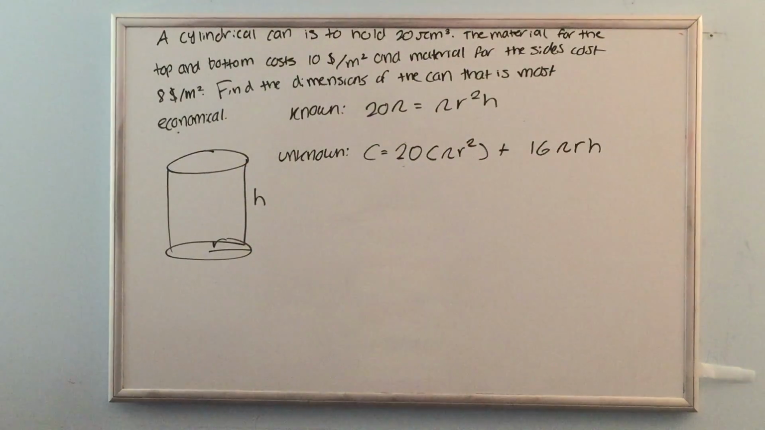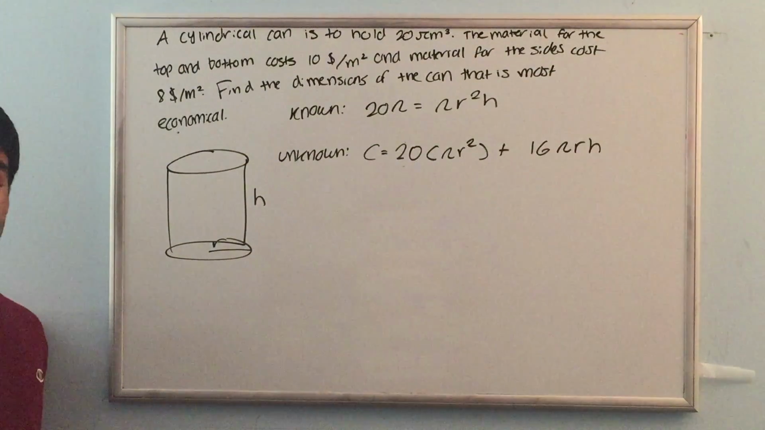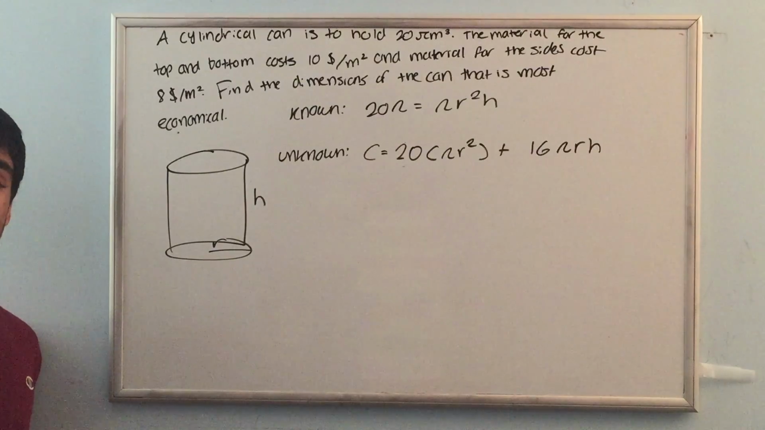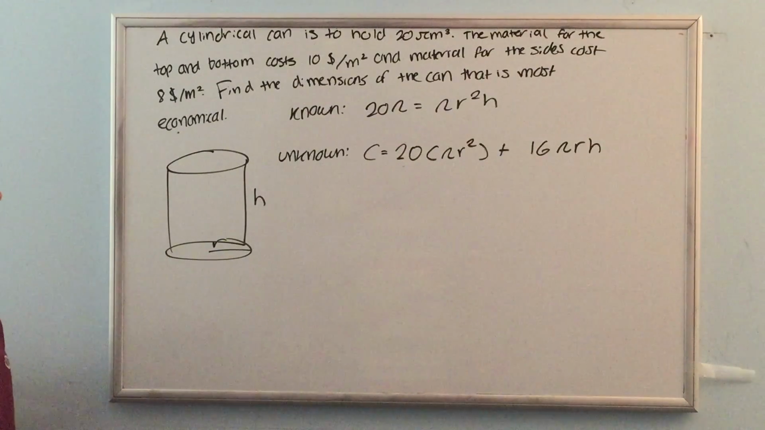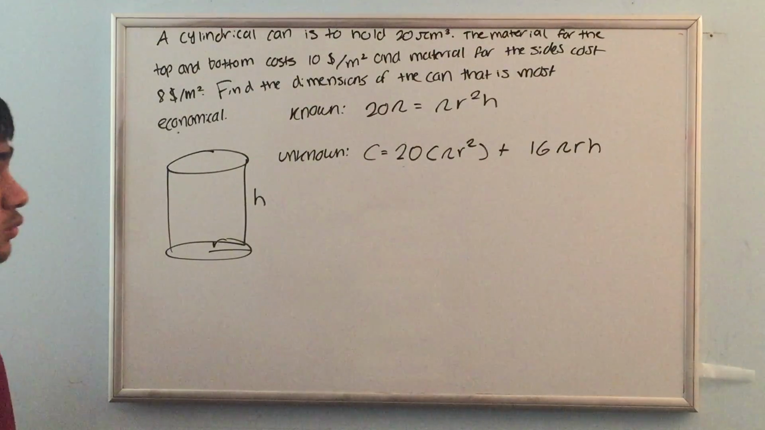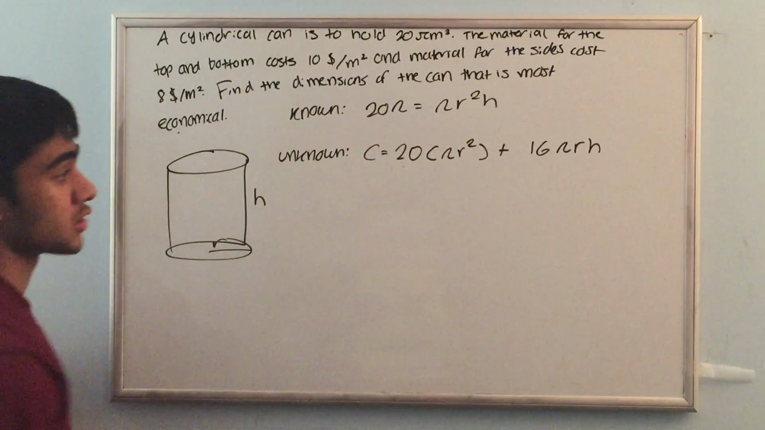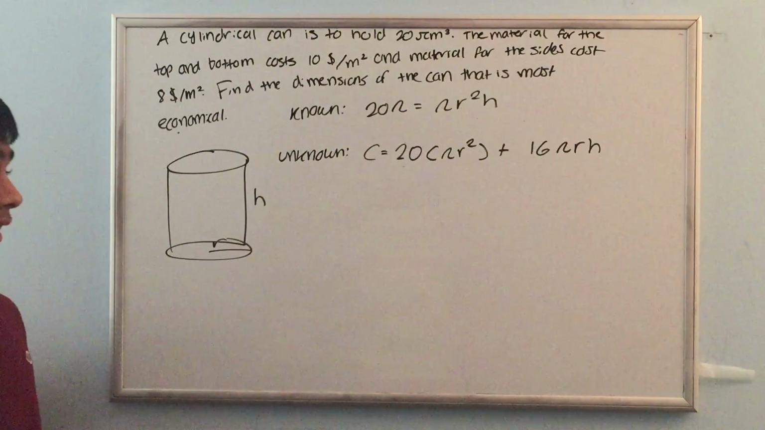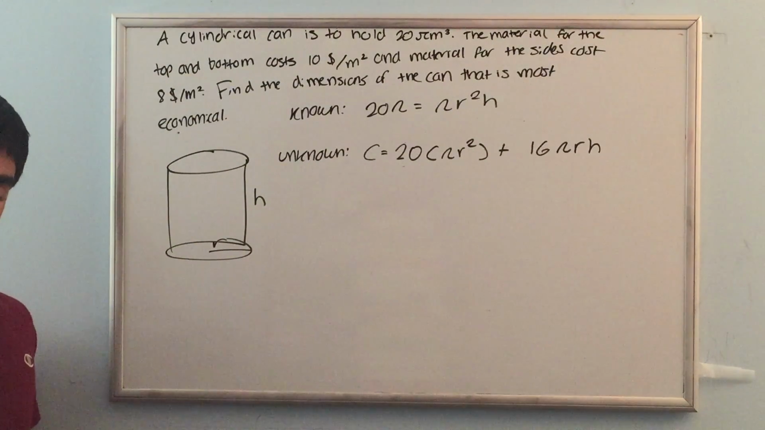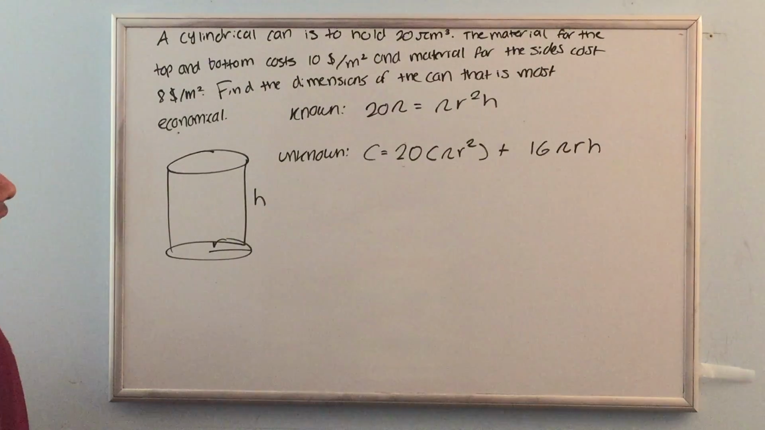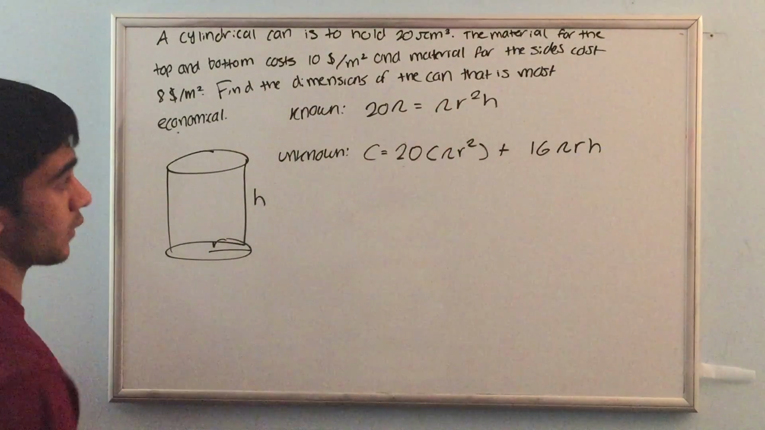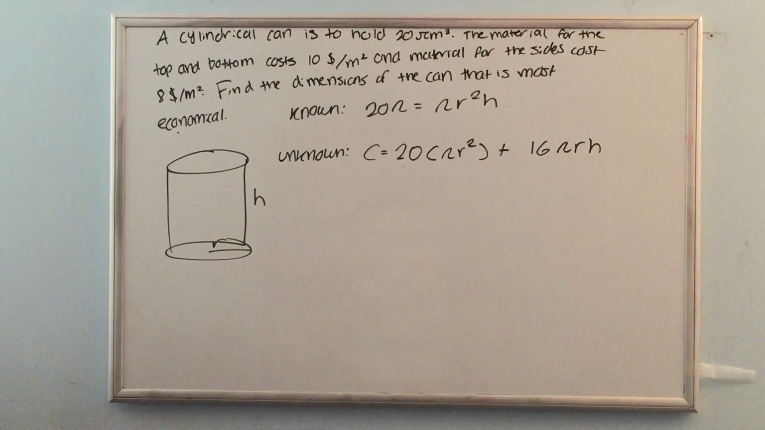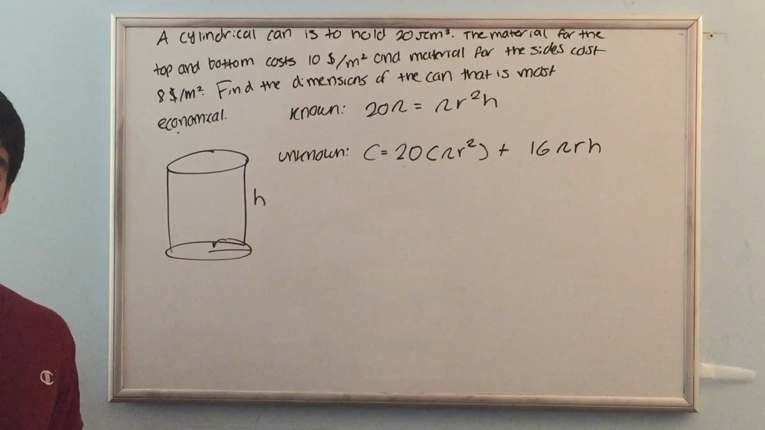So now, notice that we want to take the derivative of the cost and set that equal to 0, so we can find our r that would give us the minimum value. But we can't take the derivative of the cost because we have two variables on the right side of the cost equation. We have the radius and we have the height. So we need to get rid of one of these variables so we can actually differentiate the cost. And it's best to get rid of the h, and to do that we can solve for the h in the known equation and substitute that value into the unknown equation, and then we can differentiate after that.